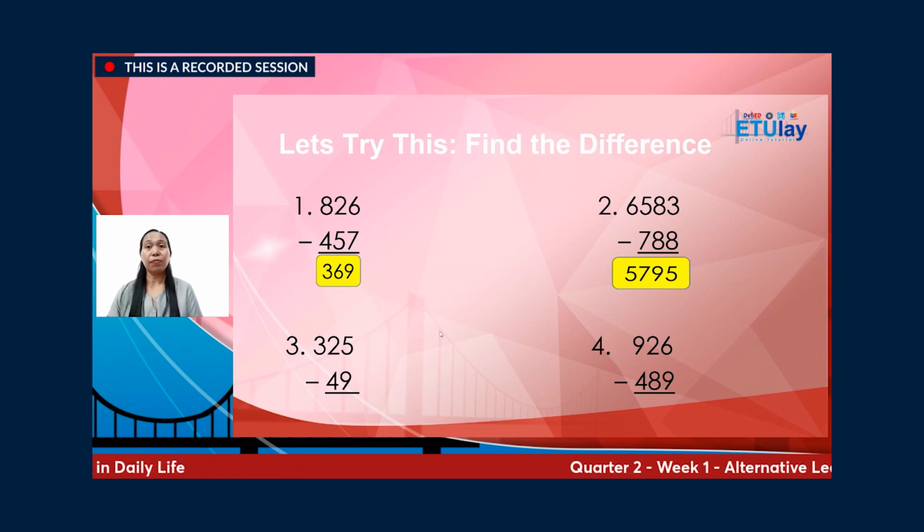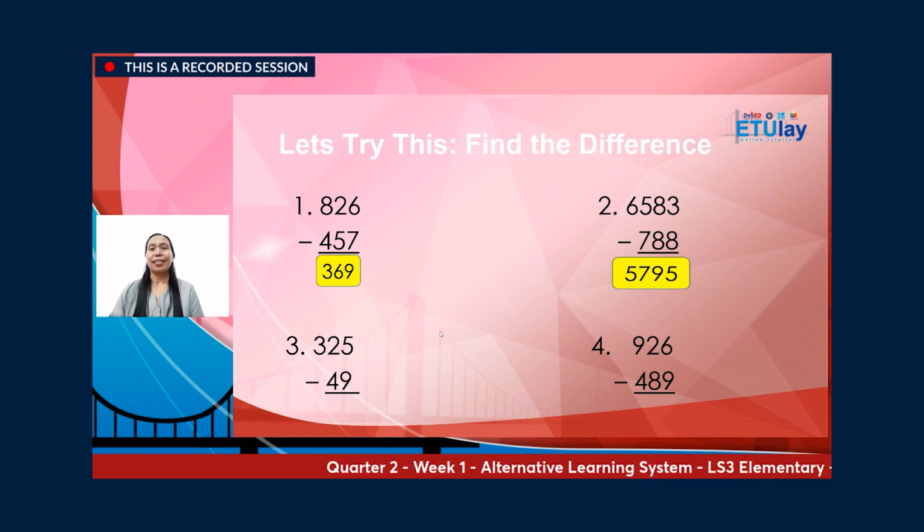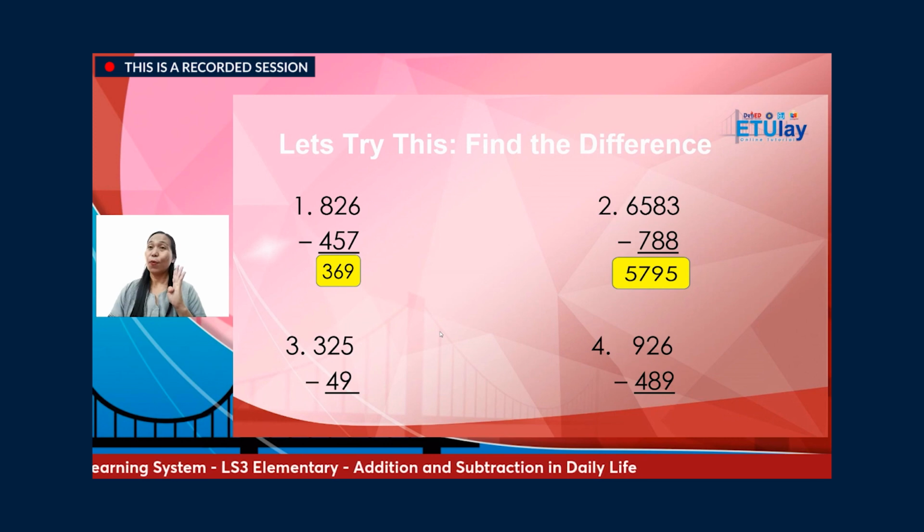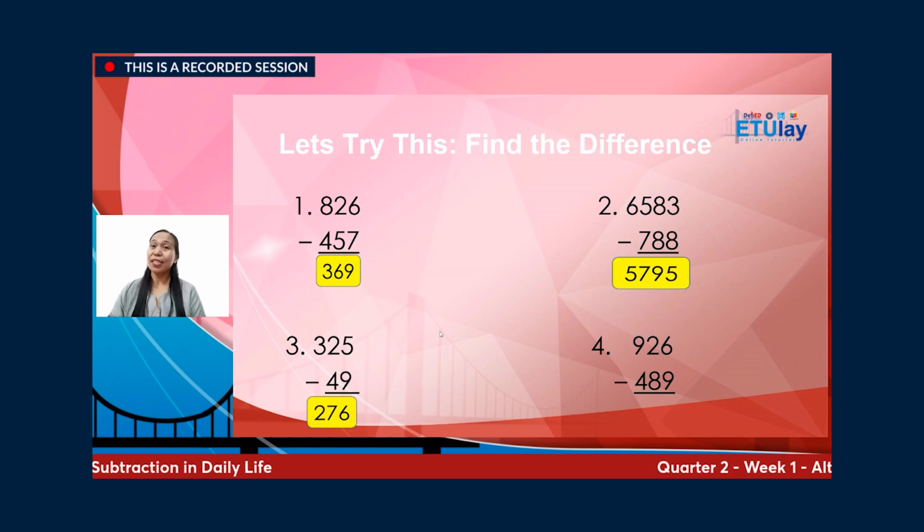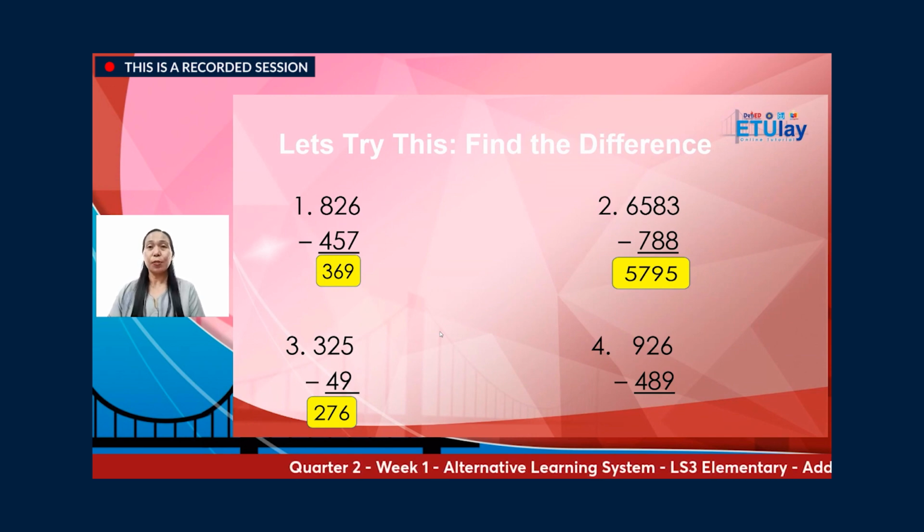And we still have number 3 for you to check your understanding. 325 minus 49. Okay. Excellent. The answer is 276. Okay, always remember to regroup.